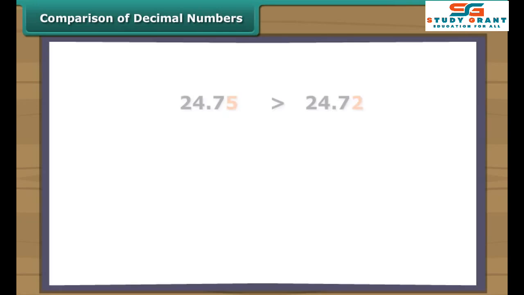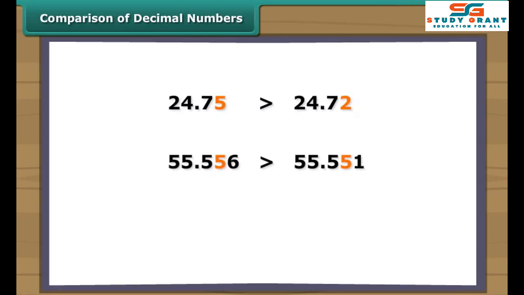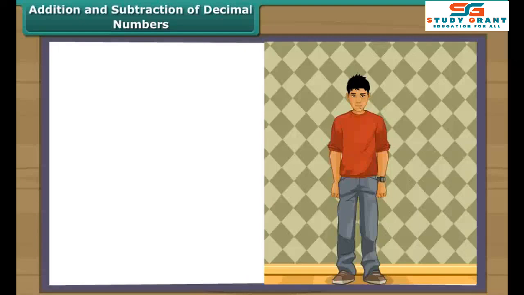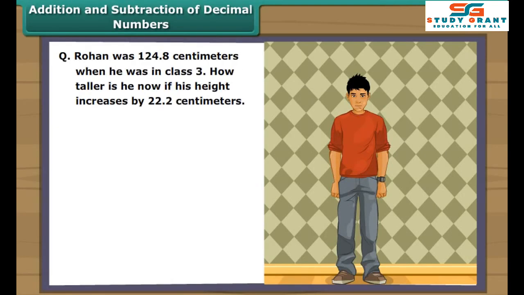Students, remember, while comparing two decimal numbers, if the digits at the 10th place are also same, then we need to compare the digits at the 100th place and so on. Addition and subtraction of decimal numbers. Rohan was 124.8 centimeters when he was in class 3. How much taller is he now if his height increases by 22.2 centimeters?